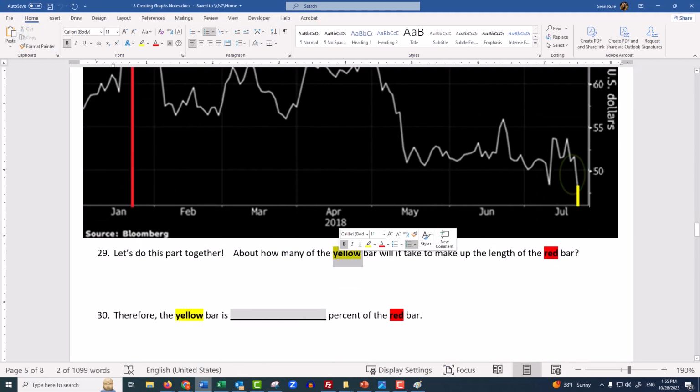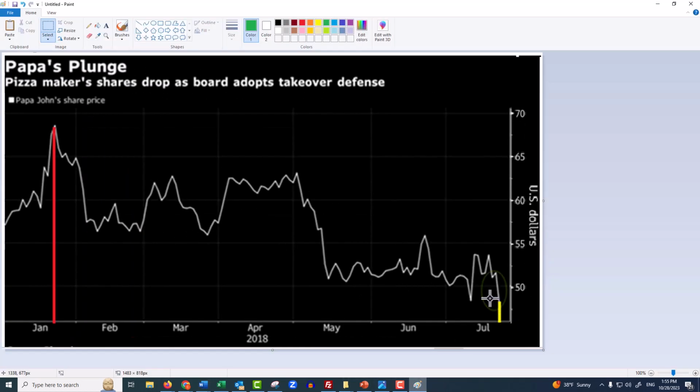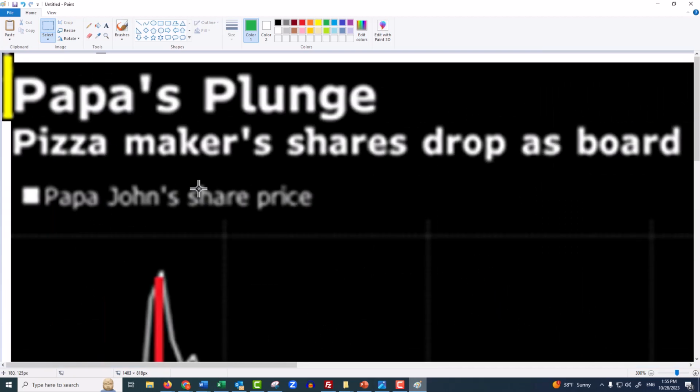About how many of the yellow bar will it take to make up the length of the red bar? Well, this is the beauty of Paint. I can actually copy that and we can figure it out. So let's select that, copy, and paste. Okay, now we can actually, I'm going to do that one more time. I'm going to try to get it a little bit more of a tight copy. There we go. That way I can actually use it like a ruler. Okay, so there's 1. I may have to zoom in a little bit here.